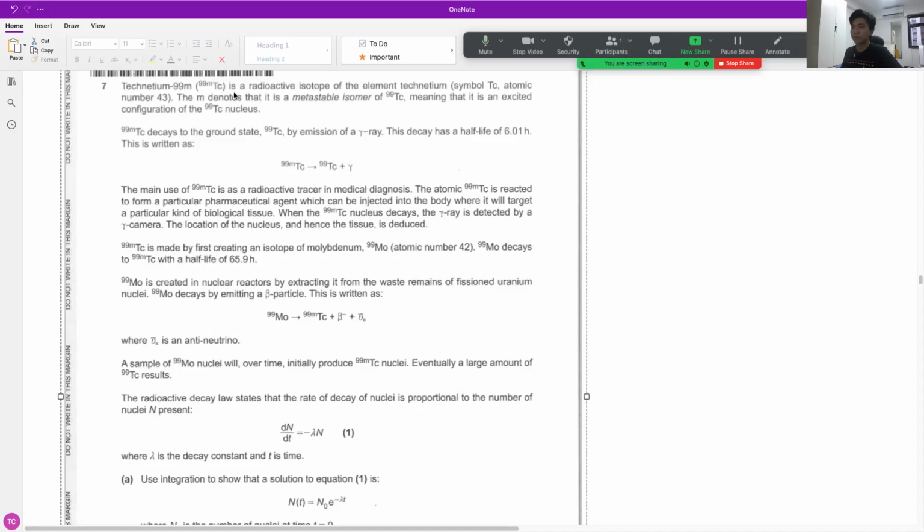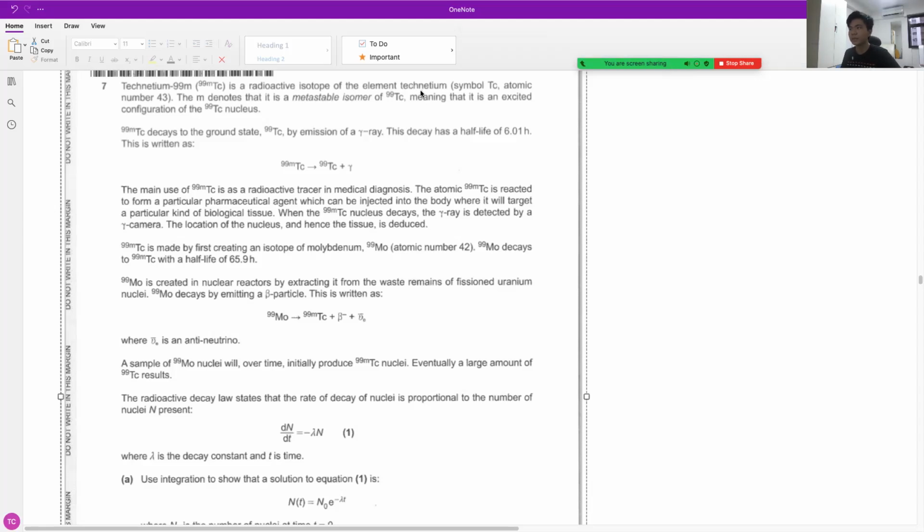Okay, so let's continue with question 7. Technetium-99m is a radioactive isotope of the element technetium. The m denotes a metastable isomer of technetium, meaning that it's an excited configuration.